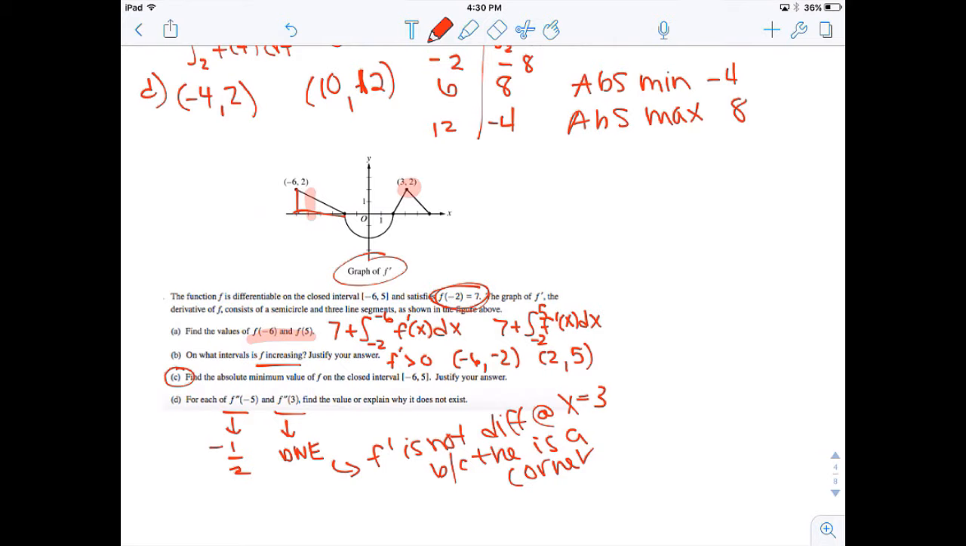Okay, next one, accumulation and rates. You guys are experts at these. We're not going to take a lot of time on these.